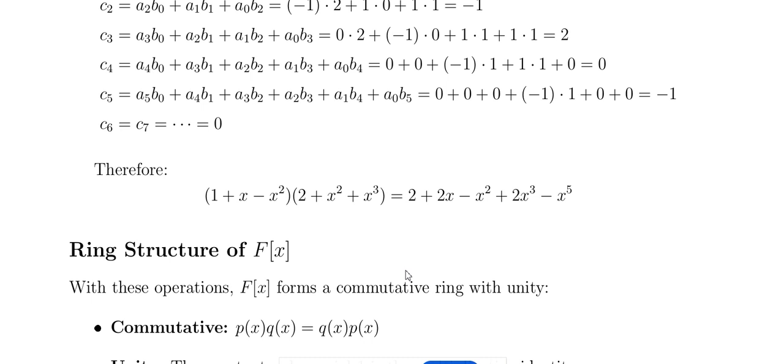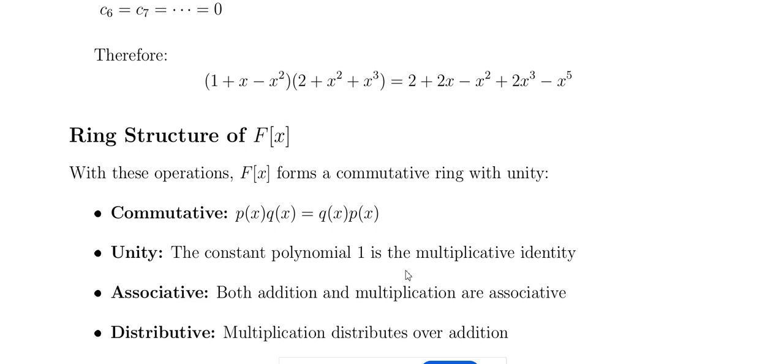And the ring structure of F of x. The ring structure has two operations. F of x forms a commutative ring with unity. Obviously p of x q of x equals q of x p of x in the polynomial sense. And the unity, the constant polynomial 1, is the multiplicative identity, am I correct? That is 1 plus 0x plus 0x square plus 0x cube and so on plus 0x power m; the constant polynomial 1 is called the multiplicative identity.